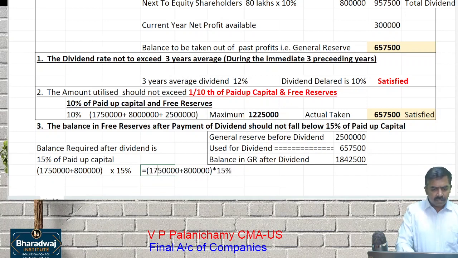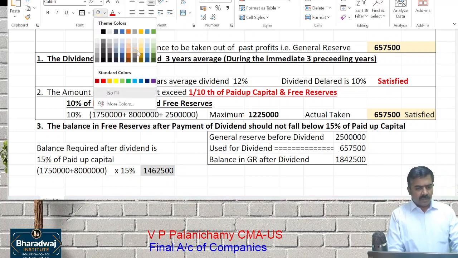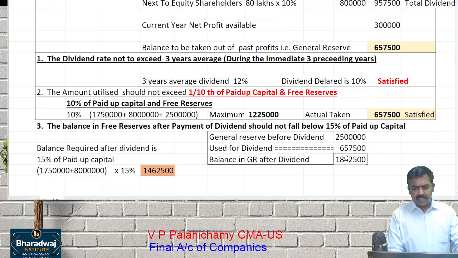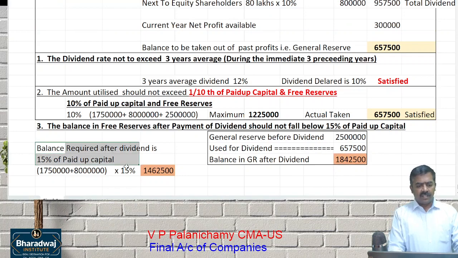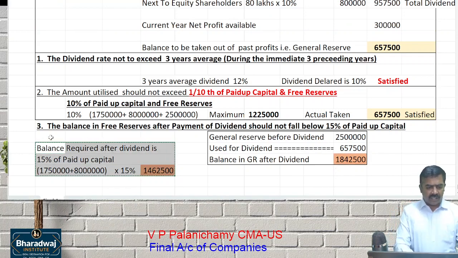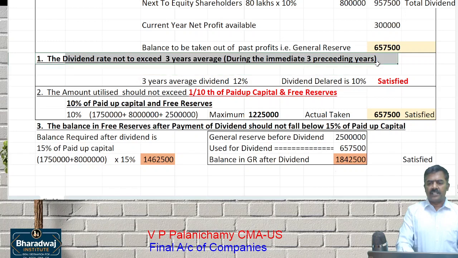14,62,500. 80 lakhs. 17,50,000 plus 80 lakhs into 15%. What is required? 14,62,500 required, sir. Okay. But how much is available? 18,42,500. Otherwise, pay attention. The balance in general reserve required is 14,62,500. Balance in general reserve after dividend is 18,42,500. Is it satisfied or not? Satisfied.